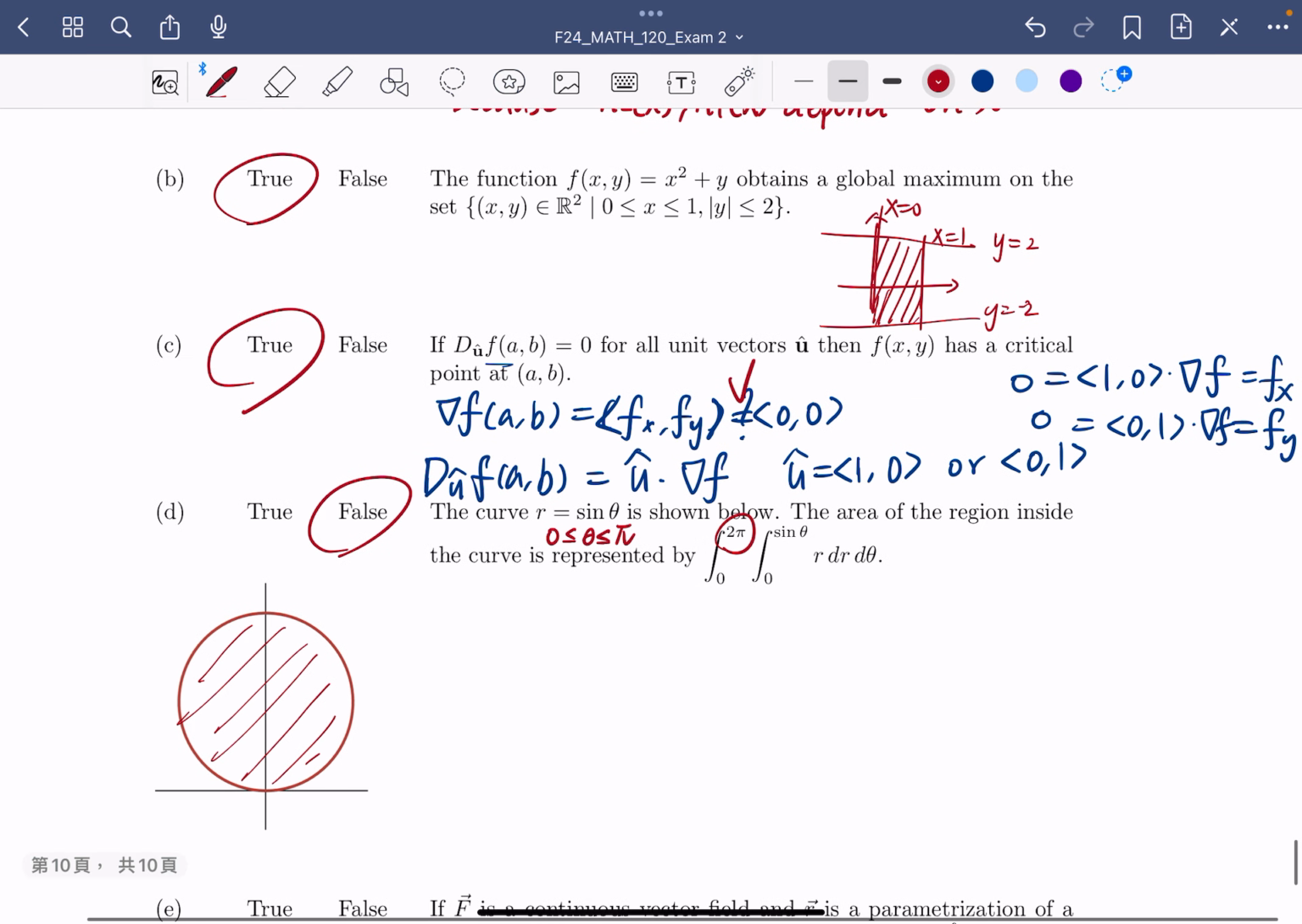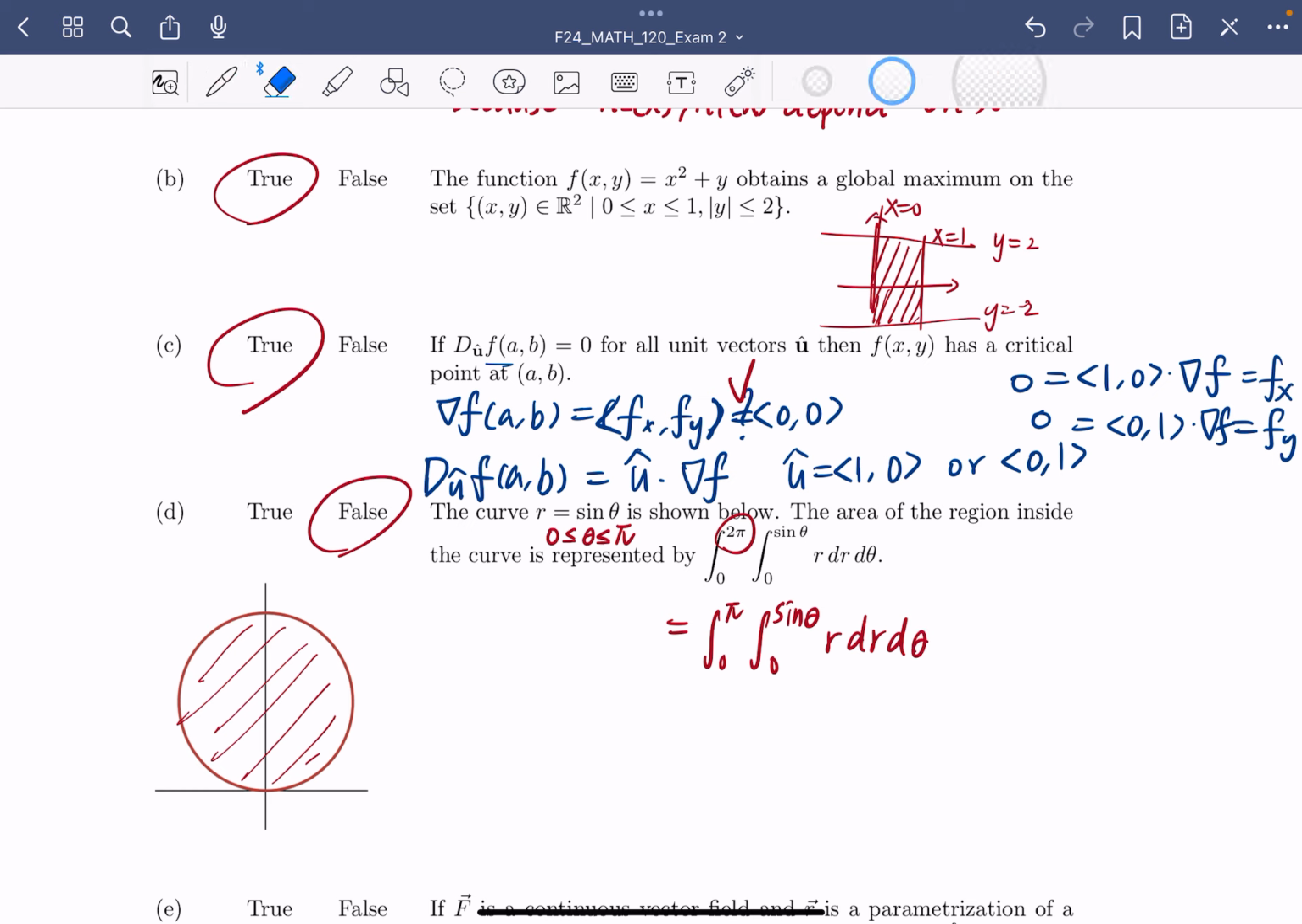And if you want to be more precise, the only thing you have to modify is the 2 pi here, and then the area should be this integral instead.